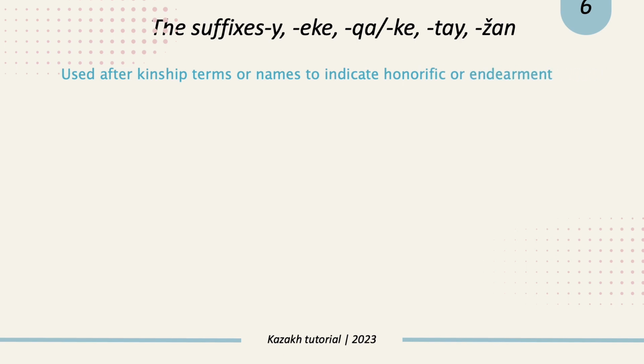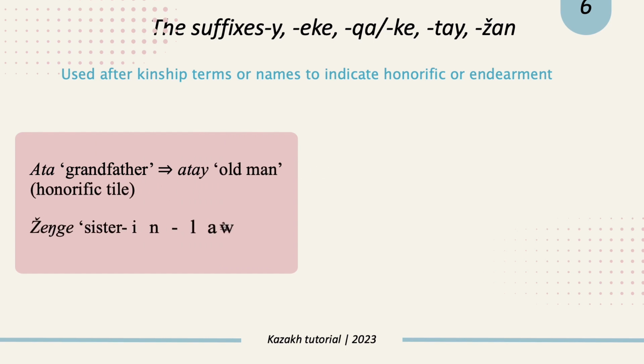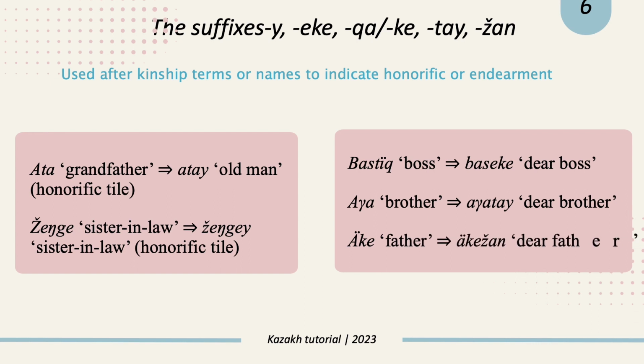The suffixes -й, -еке, -қа, -ке, -тай, and -жан are used after kinship terms or names to indicate honorific or endearment. Example: ата, grandfather, атай, old man, a honorific title. Жеңге, sister-in-law, жеңгей, sister-in-law, honorific title. Бастық, boss, басеке, dear boss. Аға, brother, ағатай, dear brother. Әке, father, әкежан, dear father.